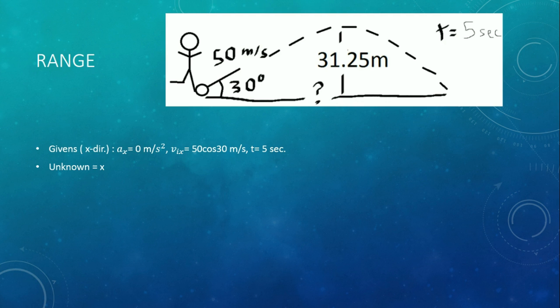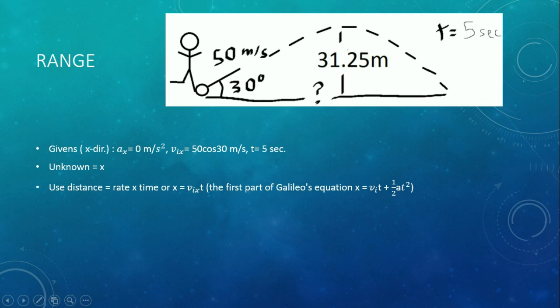Unknown is the displacement, or x. We use distance equals rate times time, or pretty much the first part of Galileo's equation, because acceleration is 0, so you cancel out the whole second half. So 50 cosine of 30, which is the magnitude of the x direction velocity, times 5, gives us 217 meters. So this soccer player kicked the ball 217 meters approximately.